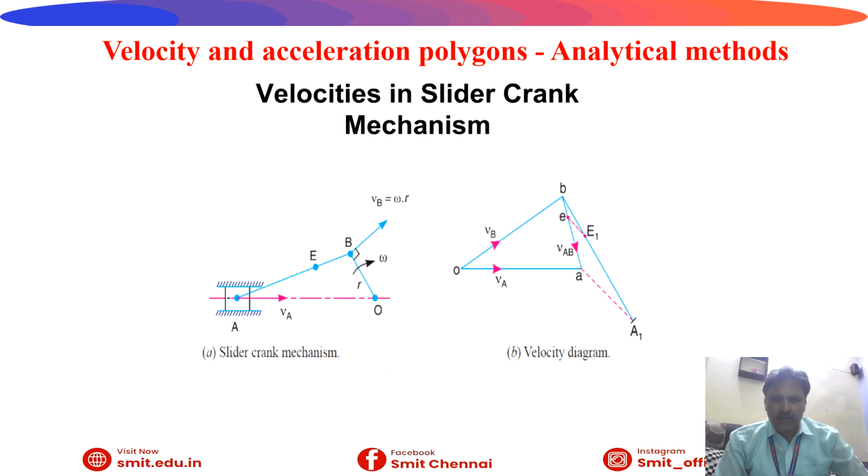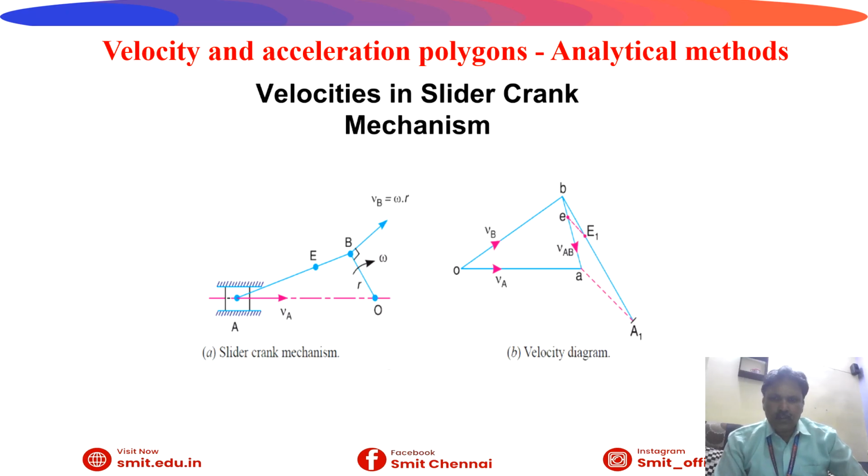In this slide we can see a slider crank mechanism. Whenever the angular velocity is given to the crank OB, the velocity will act perpendicular to OB. You can see VB acting perpendicular to OB. That is the input given to the crank. It is rotating in the clockwise direction, and the velocity tends to move in the upward direction. That is V equal to omega R, acting perpendicular to that link.